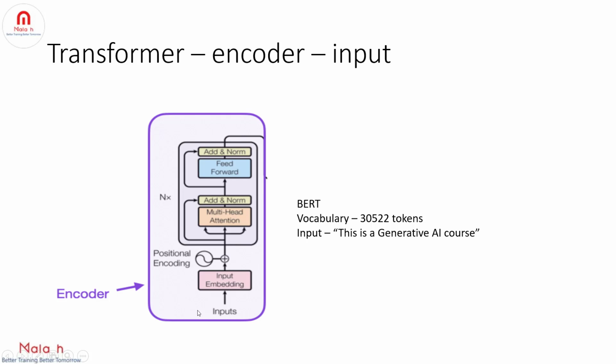And as you can see in the diagram, the first thing that we are doing here is providing an input to the model. Here in our example, we are considering the BERT model, which has a vocabulary of 30,522 unique words or tokens, right? So first we are providing the input, and this input will be converted to input embeddings, right? So assume this is the input to the transformer. We are giving: this is a generative AI course.